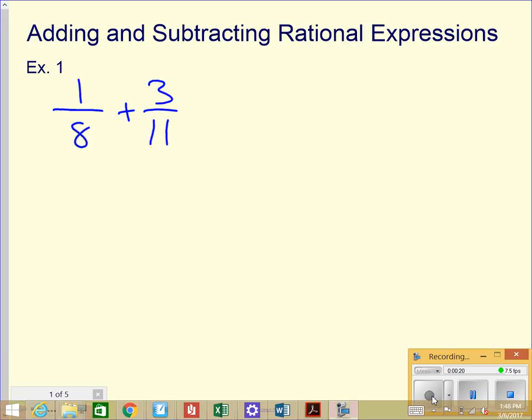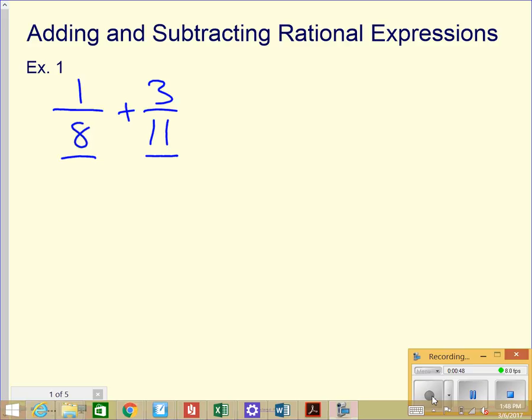Now, this one is old news to you guys, but the principles for adding and subtracting rational expressions are the same. So in the bottom, I have 8 and 11. Those are my two denominators. And to add or subtract any fractions, I have to have a common denominator. In this case, my common denominator is just the multiple of 8 and 11, which is 88.